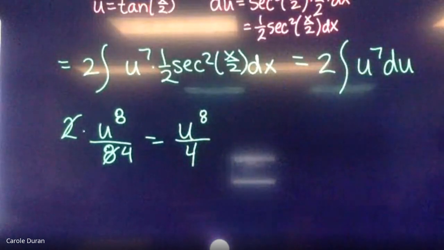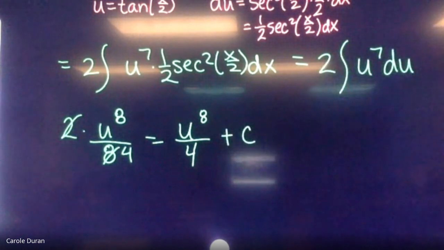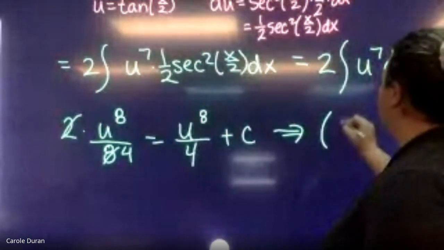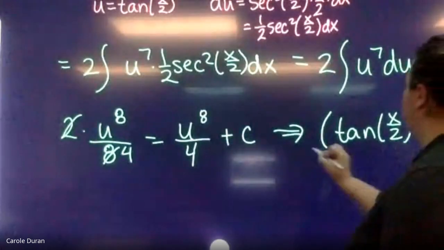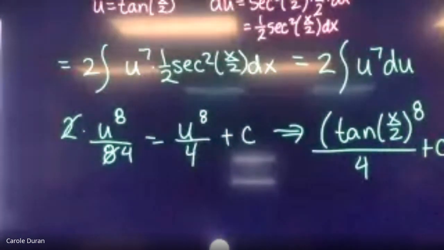Is that all that's in my antiderivative? Or am I missing something that I have to add to the end? Plus c, and then I'm ready to do what? Everybody, put my u back in. So then this becomes tangent of x over 2 to the 8th over 4 plus c. Can we put a tan? You could put tan to the 8th of x over 2 over 4, or you could put 1/4 tan to the 8th of x over 2 plus c.